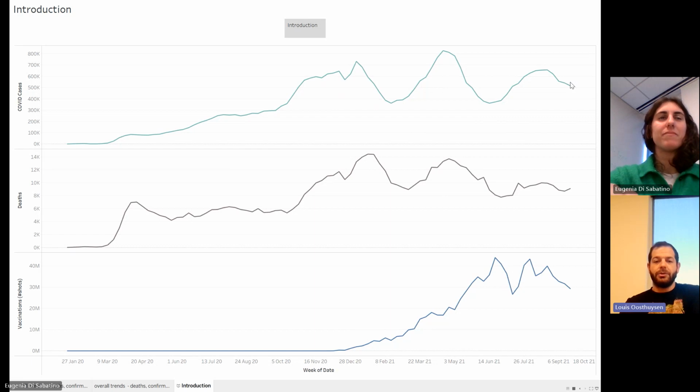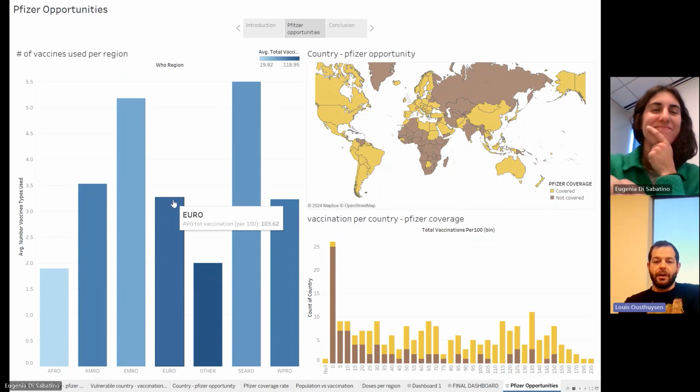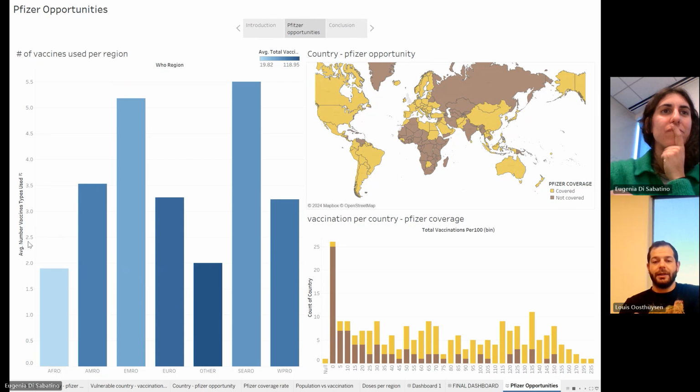Once we analyzed the global trends in terms of cases, deaths, and vaccination, in order to set an action plan and explore market opportunities for Pfizer, we started analyzing the number of competitors per region, as you can see here in this histogram. The histogram revealed that Africa has the lowest average number of competitors per country globally, indicating a relatively untapped market. Additionally, the vaccination rate in Africa is significantly lower than in other regions, presenting a substantial growth opportunity for Pfizer.